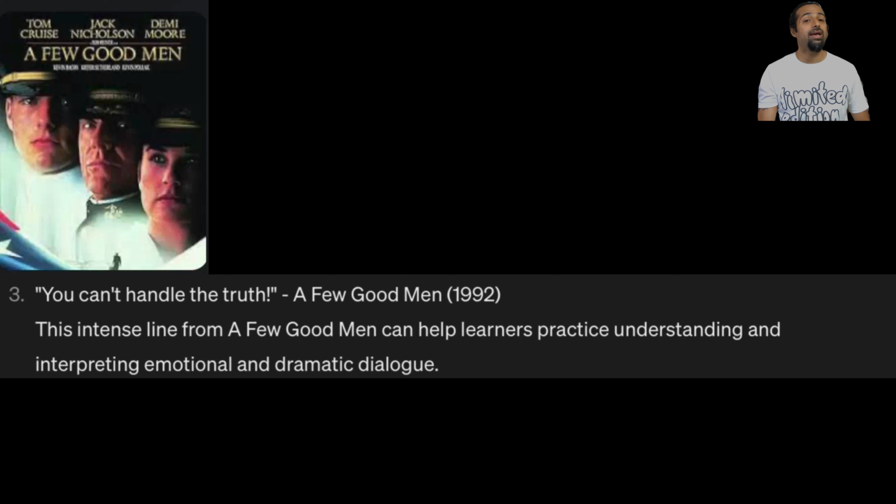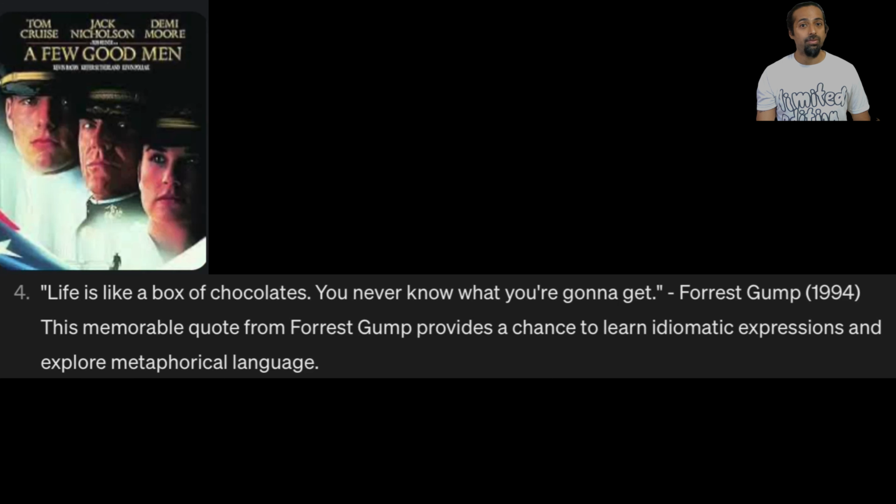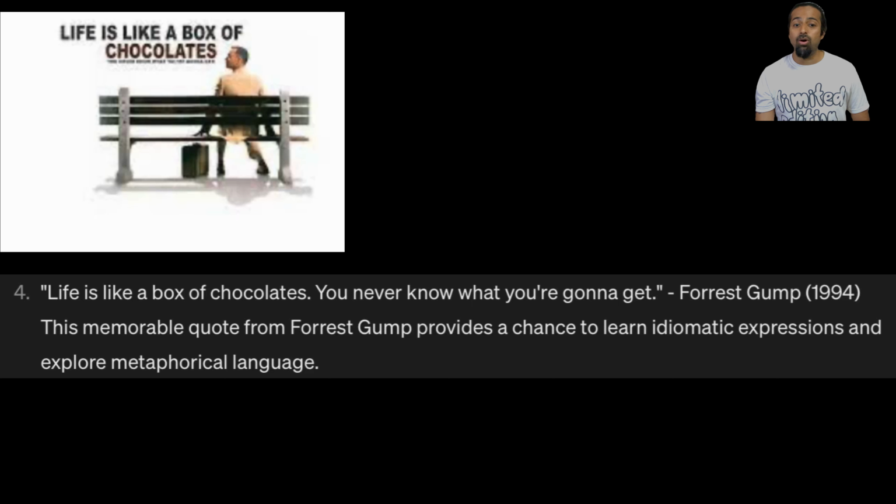It means that the truth is very powerful, more than you expected. The intense line from A Few Good Men can help learners practice understanding and interpreting emotional and dramatic dialogue. Number 4, life is like a box of chocolates. You never know what you are gonna get. Amazing line from the movie Forrest Gump.